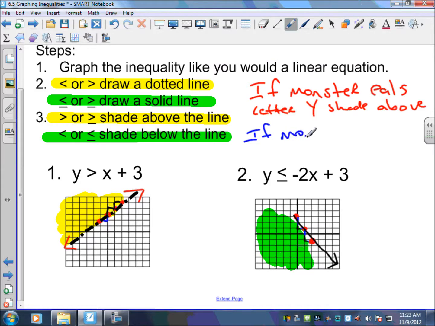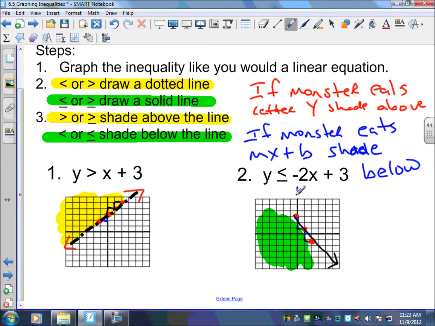Okay, so we could say, you might want to write these things down: if the monster eats mx plus b, shade below. That's not a really good mx plus b, is it? Remember, this is your mx plus b right here. So if the monster eats the mx plus b, shade below. If it eats the y, shade above. Please write that down. If you need to pause the video, feel free.